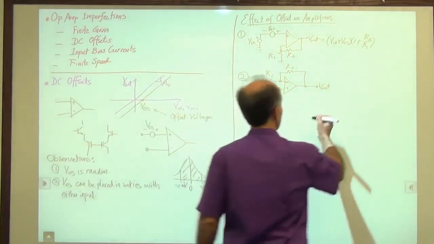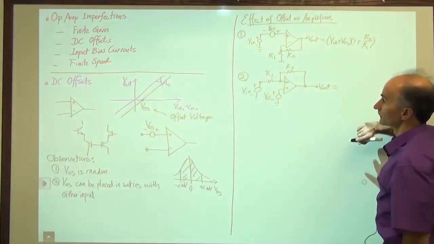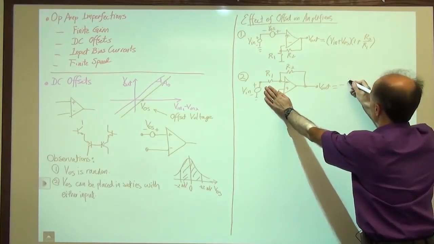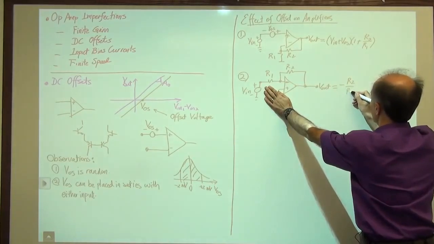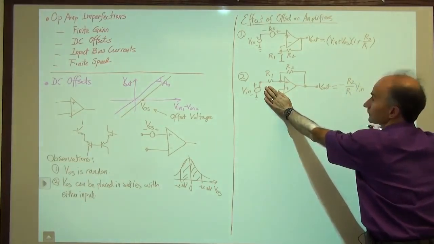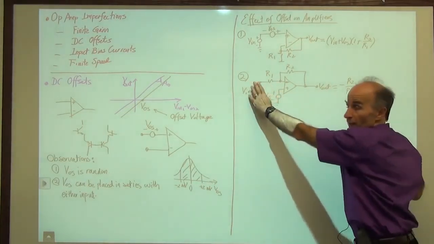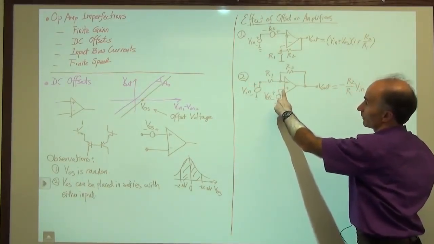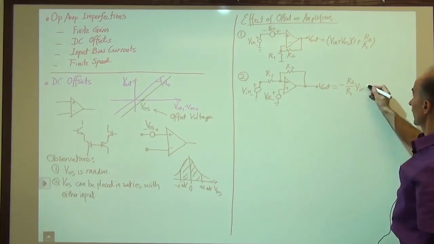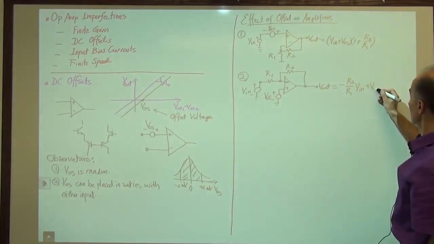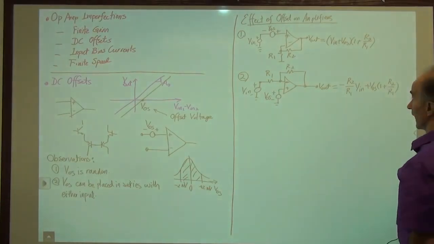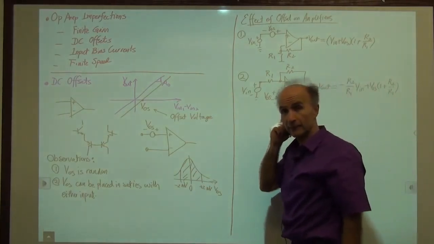Okay, so then that means that V out, with VOS set to 0, is minus R2 over R1 times V in. And now we set V in to 0. We say VOS sees a non-inverting amplifier to the output. So that would be VOS times 1 plus R2 over R1. And that is the total that we have.